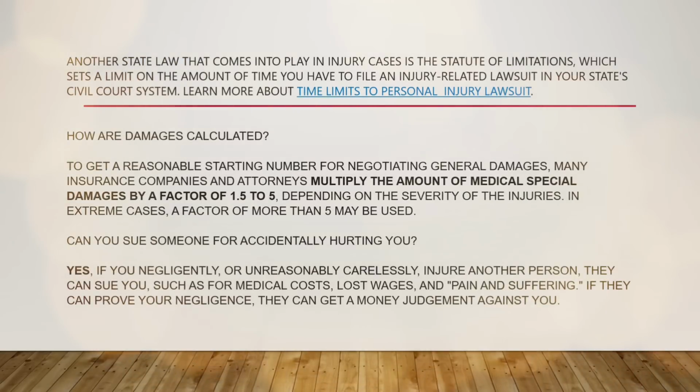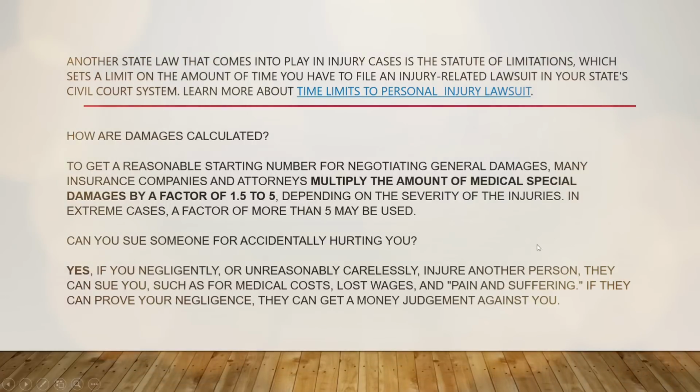Another state law that comes into play in injury cases is the statute of limitations, which sets a limit on the amount of time you have to file an injury related lawsuit in your state's civil court system. Now we will learn about time limits for a personal injury lawsuit. How are damages calculated?